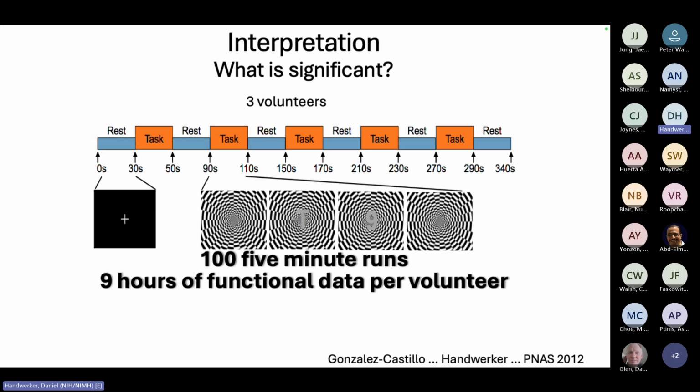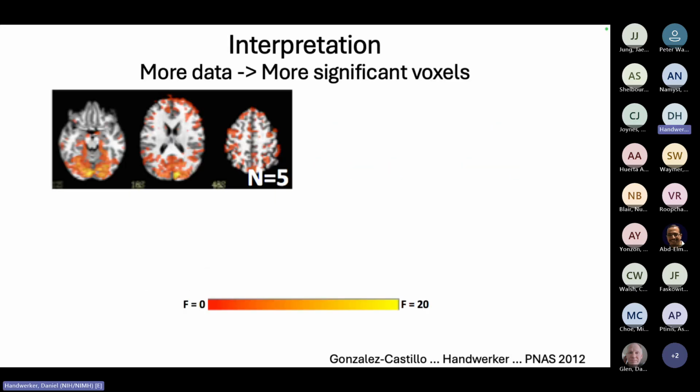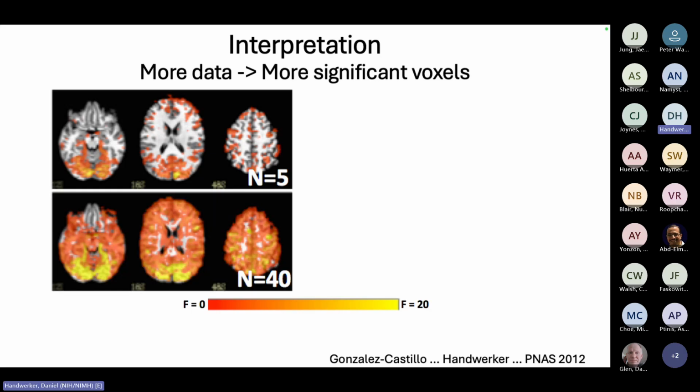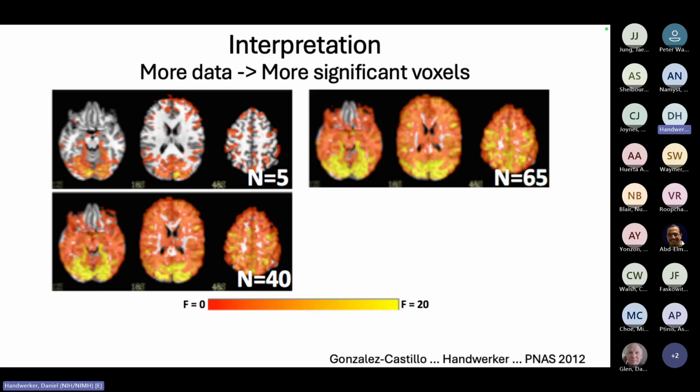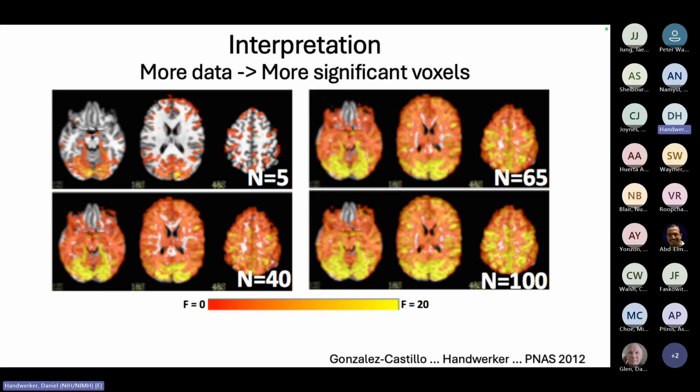But the question is, what else happens as you just get better data? It turns out, if you collect 5 runs, this is 25 minutes of data. This is what is significant to a flashing checkerboard. If you do 40 runs of data, this is what's significant. If you do 65 runs of data, this is what's significant. If you do 100 runs or 9 hours of data, the entire brain is significant to a flashing checkerboard task.